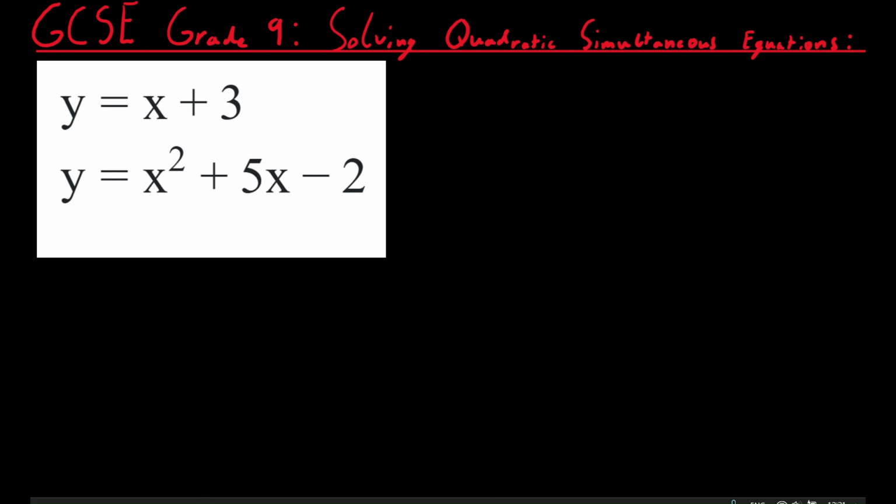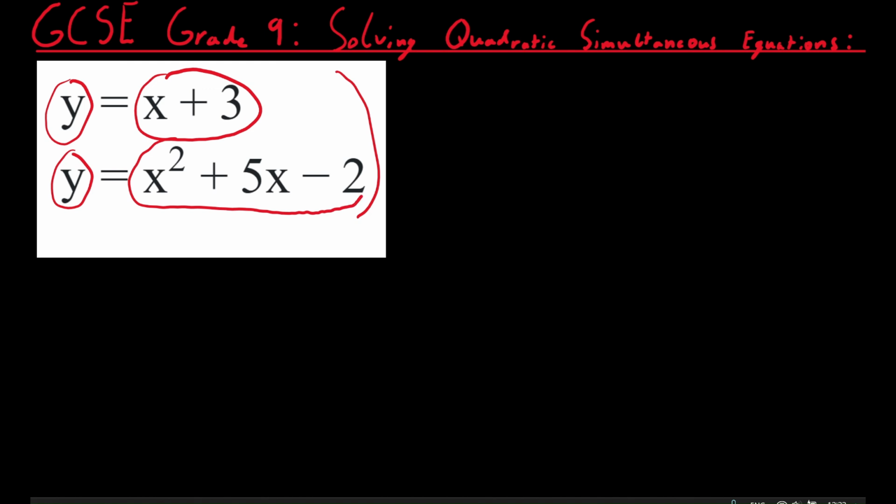So as you know, to solve a simultaneous equation, you have to remove one of the variables. And in this case, you have y and x. And as you know, if two things are equal to the same variable, you can say that x plus 3 is equal to x squared plus 5x minus 2, because they are both equal to y. So, first of all, let's do that. x plus 3 is equal to x squared plus 5x minus 2.